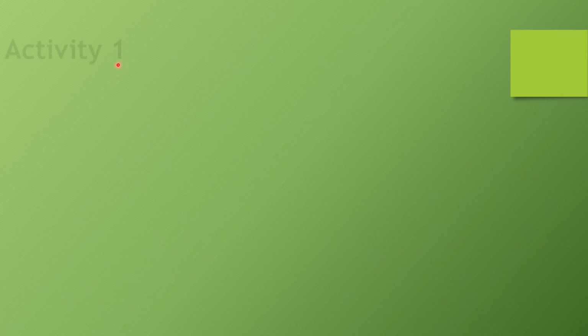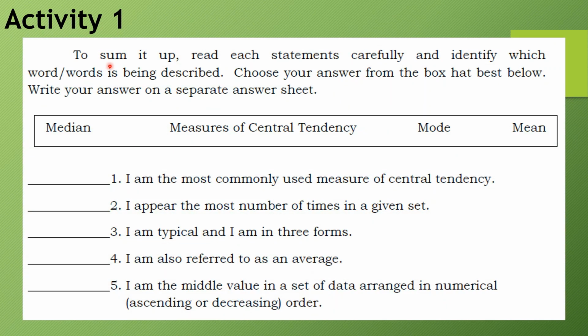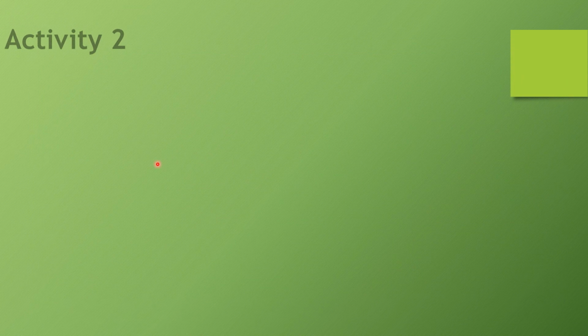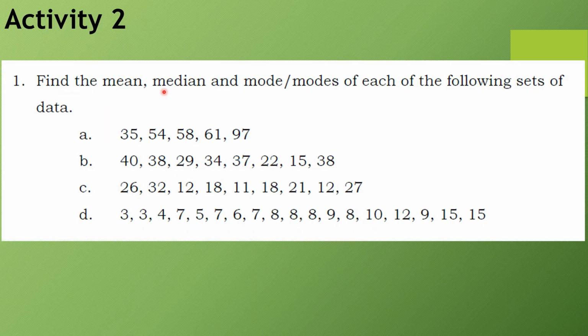Okay, for your activity number 1, read each statement carefully and identify which word or words is being described. Choose your answer from the box below. Write your answers on a separate sheet of paper. So you have here 5 items. And for activity number 2, find the mean, median, and mode or modes of each of the following sets of data. So you have here 4 sets of data.